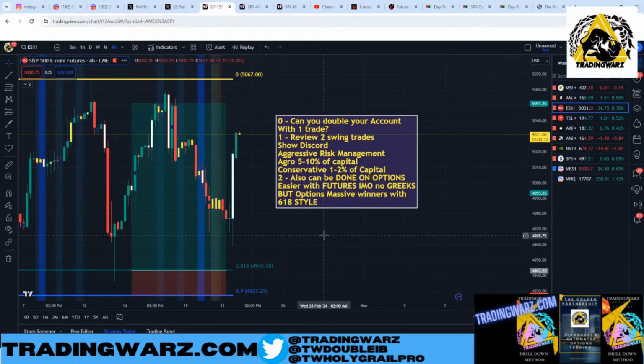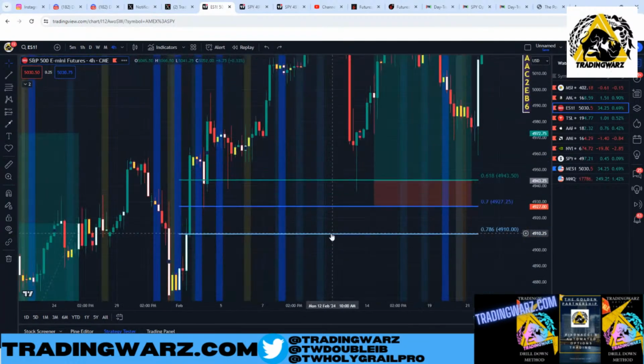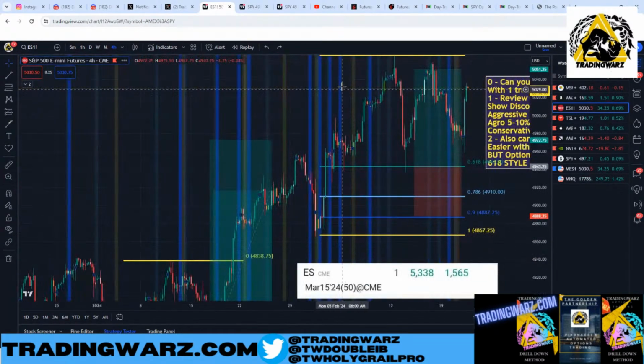You can also do this with options, which I'm going to show you, but it's easier with futures, in my opinion, because of no Greeks. Because you're just playing a point-based system. Him with the 12, if that makes sense. But options in the right situation can massively increase your risk to reward, especially if you get them for cheap. And I'm going to show you that right now. So let me just readjust my levels here. Okay, that's good. Here we go.